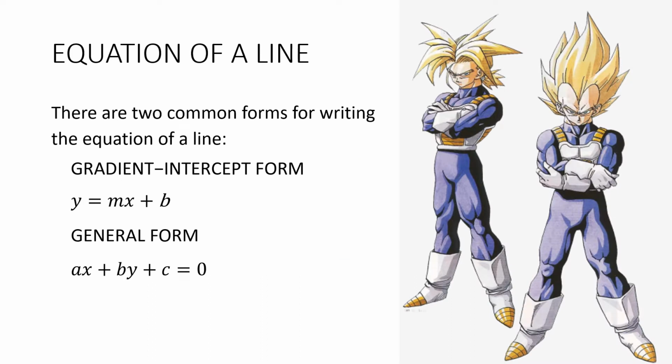Now there are two common forms for writing the equation of a line. There's gradient-intercept form, y equals mx plus b, and it's quite useful because we can find the gradient, m, and the y-intercept, which will be (0, b). And there's general form, and in general form we write the x's first, usually positive, plus the y's, plus the constant term is equal to 0.